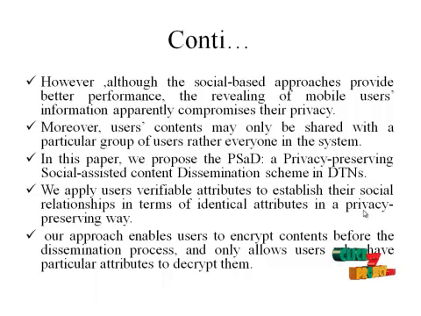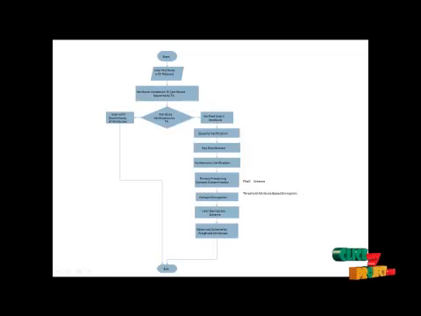In this paper, we propose PSaD, a privacy-preserving social-assisted content dissemination scheme in DTNs. We apply users' verifiable attributes to establish their social relationships in terms of identical attributes in a privacy-preserving way. Our approach enables users to encrypt contents before the dissemination process and only allows users who have particular attributes to decrypt them. Next we move on to the flow diagram.